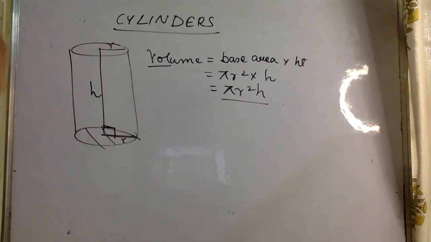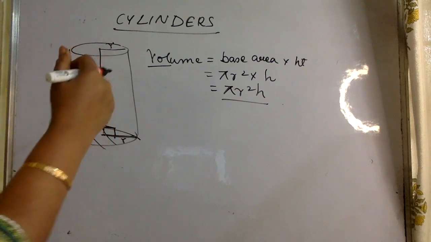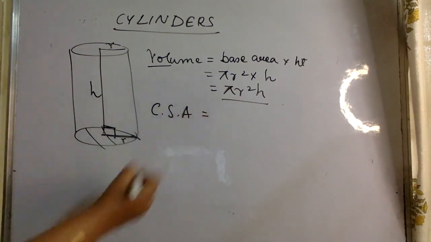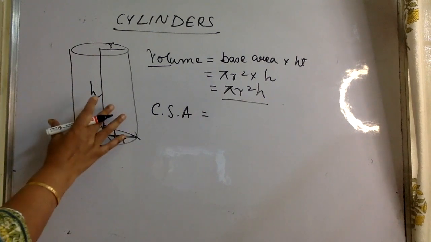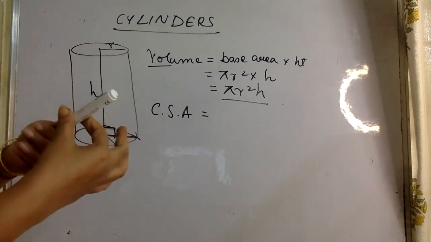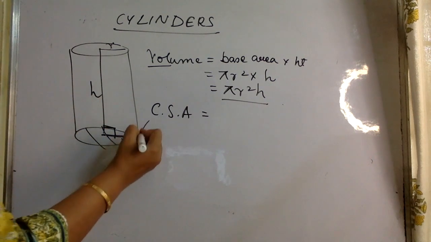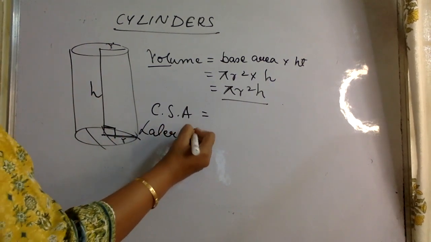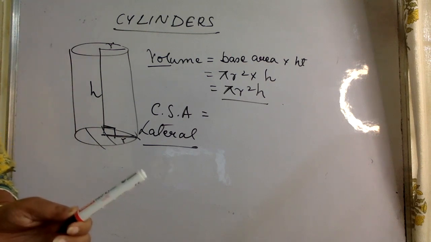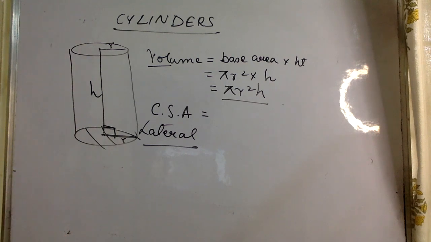Next, let's come to the surface area. Now there are two types of surface area. One is the curved surface area. The curved surface area is this one, the sides, also called lateral surface area. Sometimes you'll hear this also. Lateral means the sides.